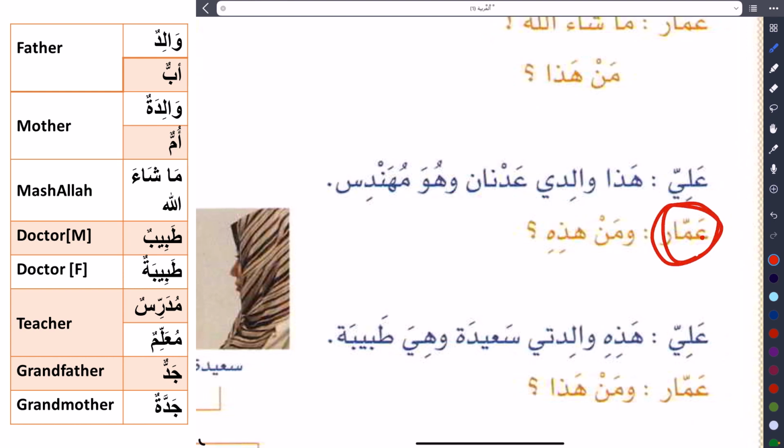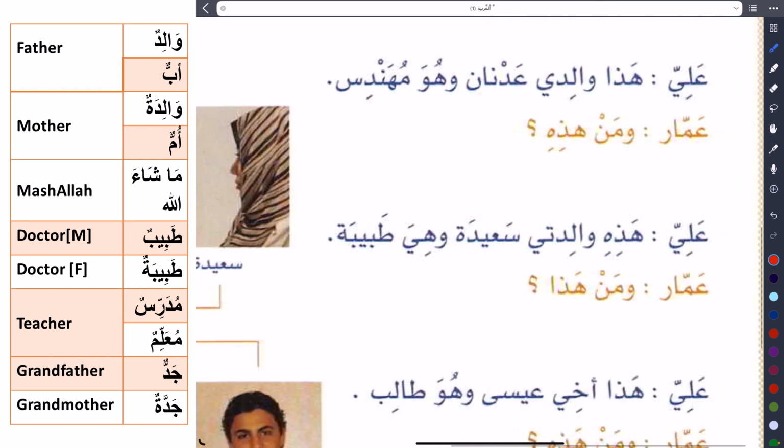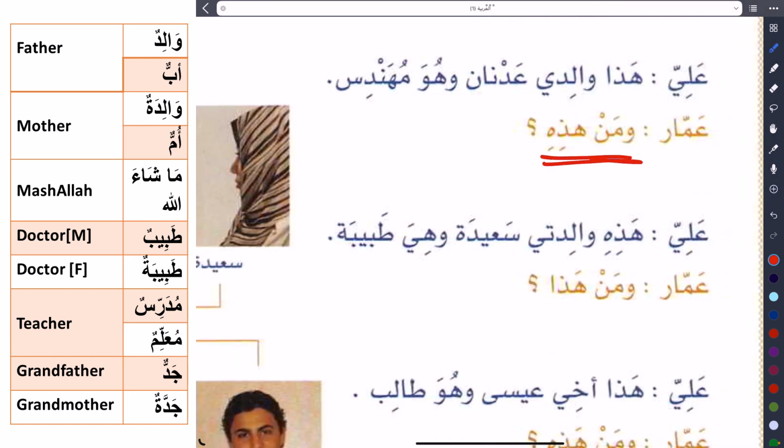Then Ammar says وَمَنْ هَذِهِ, and who is this for feminine, talking about a woman, not a man. Why? Because هذه means this, used for feminine. We said all that in unit 1. So, وَمَنْ هَذِهِ, and who is this?